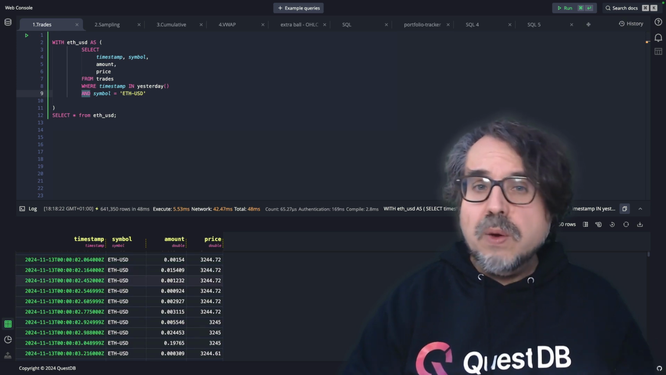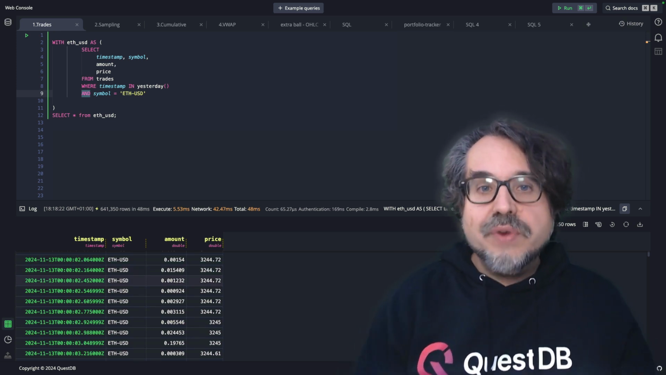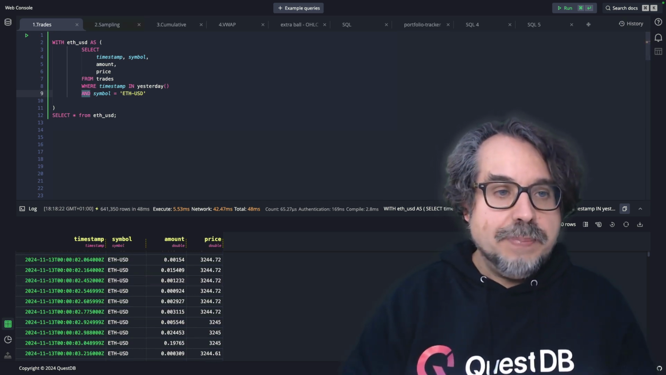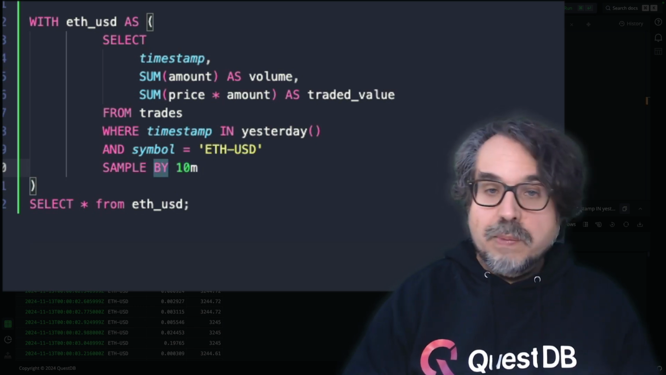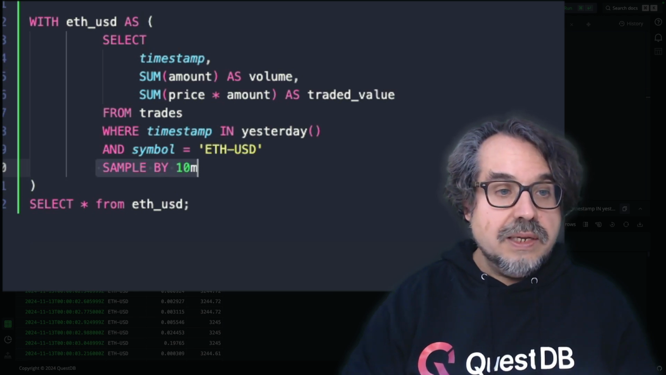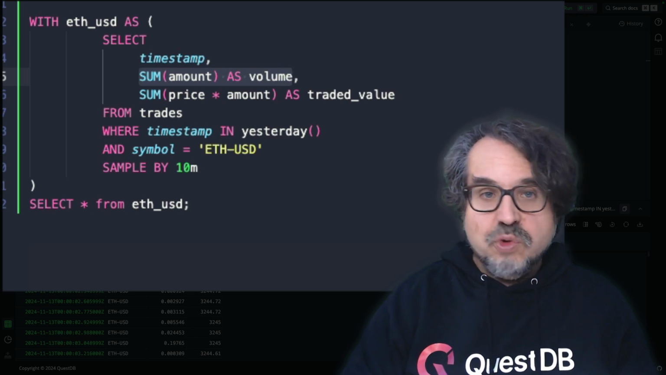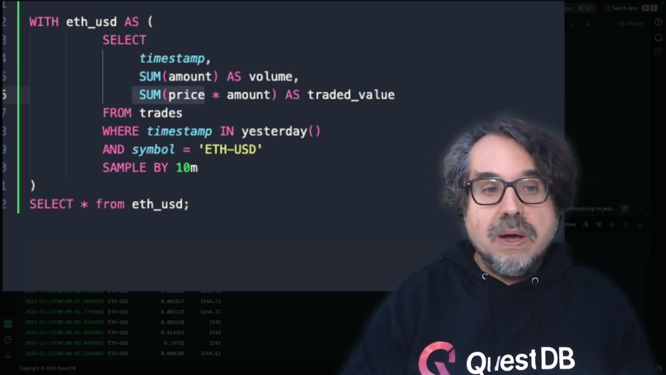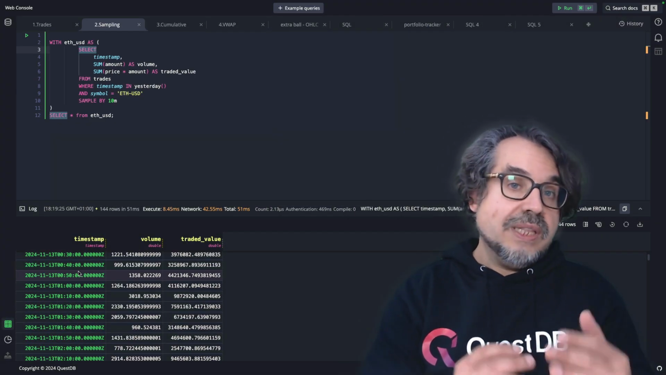Typically, when you calculate VWAP, you want to aggregate, you want to do the volume weighted average over a period of time. So in my case, I'm going to be sampling in 10 minute intervals. So I'm using just QuestDB's SAMPLE BY SQL extension. And what I'm doing is, for each 10 minute interval, I'm going to be getting the sum of the amount, and this will be the volume, and the sum of the individual price times the amount, and that will be the trade value.